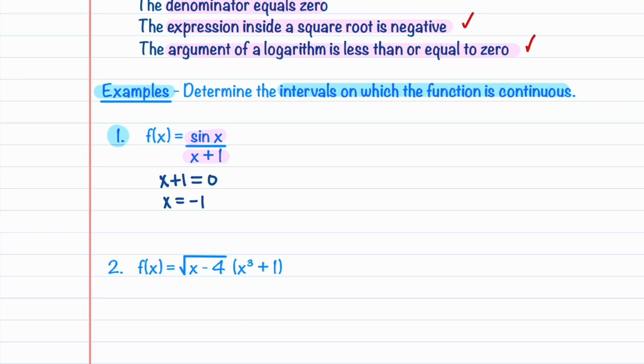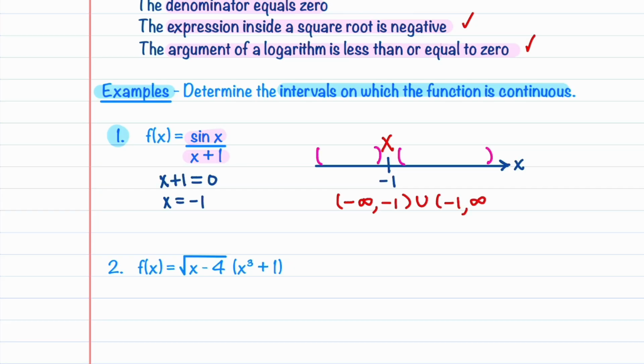Now what we need to do is find the intervals on which our function is continuous. I think the easiest way to do that is to just draw a number line. We'll label this as x, and we're going to take x is equal to negative 1, and put a big X right there. X cannot be equal to negative 1. So the intervals on which our function is continuous are going to be from here to here, and then from here to here. So our solution is our function is continuous on the intervals minus infinity to minus 1, union minus 1 to infinity.